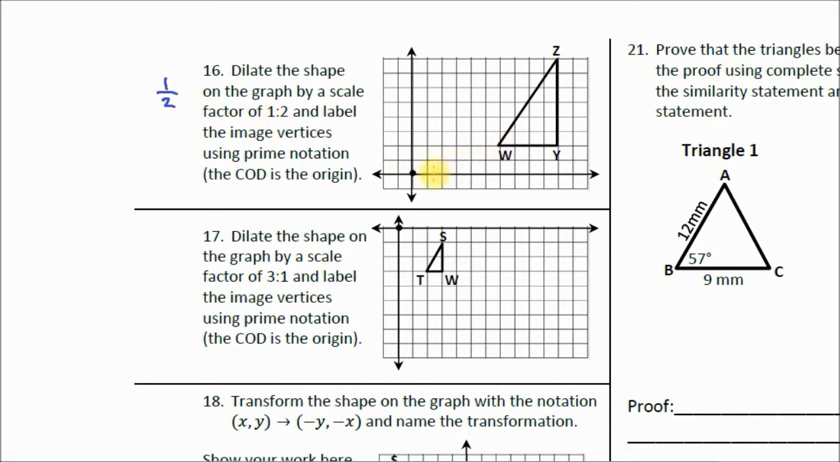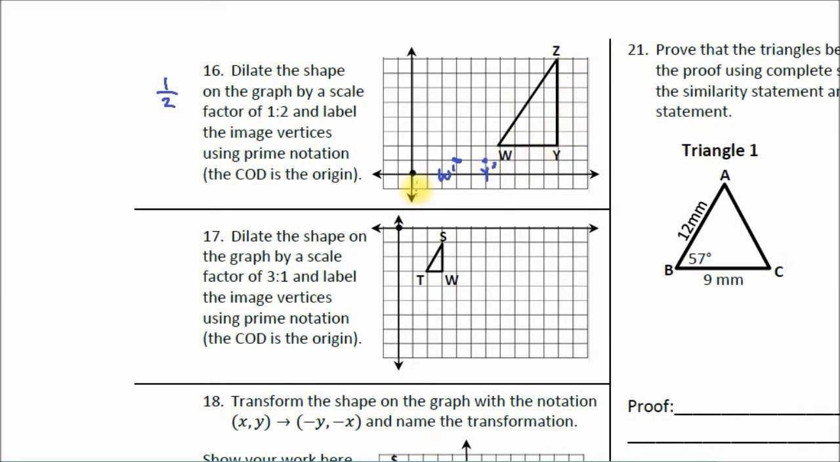So let's take a look at doing W. 1, 2, 3, 4, 5, 6, and 1, 2. So W is at 6, 2. We cut that in half. 6 divided by 2 is 3. 2 divided by 2 is 1. So 1, 2, 3, 1. There is our new W prime. Let's take a look at Y. 1, 2, 3, 4, 5, 6, 7, 8, 9, 10. 1, 2. It's going to be at 5, 1. 1, 2, 3, 4, 5, 1. There is our Y prime.